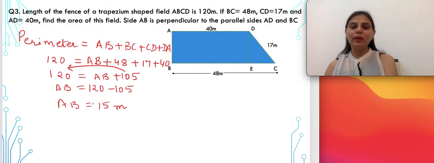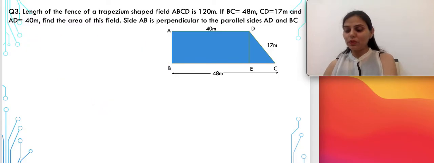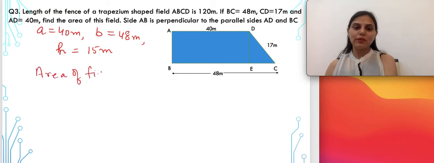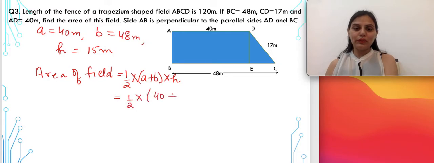Now let us find the area of the trapezium. To find the area of the trapezium, we know that the smaller side, which in this case is AD, is 40 meters. The longer side is given as 48 meters, and the side AB, which we have calculated just now, represents the height. So this height is 15 meters. Let us apply the formula for area of trapezium, or in this case it is asked area of field, so we'll use the word field only. So area of the field will be equal to 1 upon 2 multiplied by the sum of parallel sides multiplied by the distance between them, or this can be written as 1 upon 2 multiplied by 40 plus 48 multiplied by the distance, which is 15.